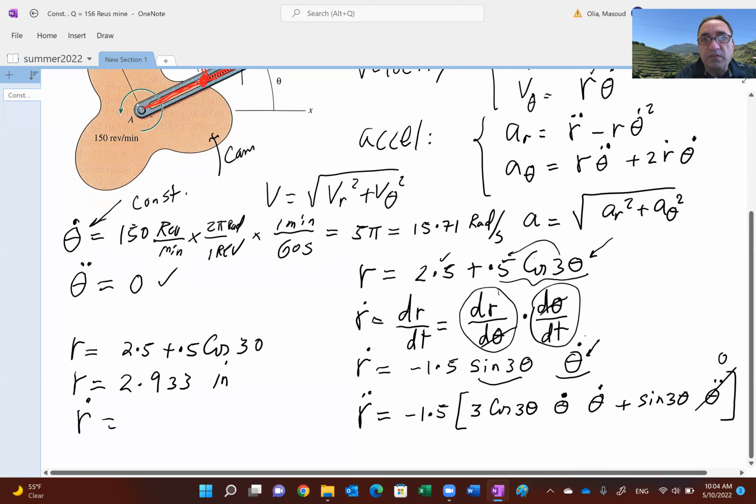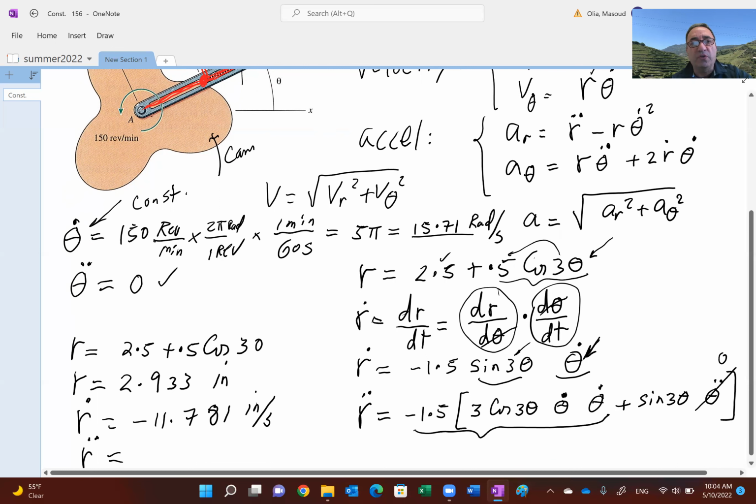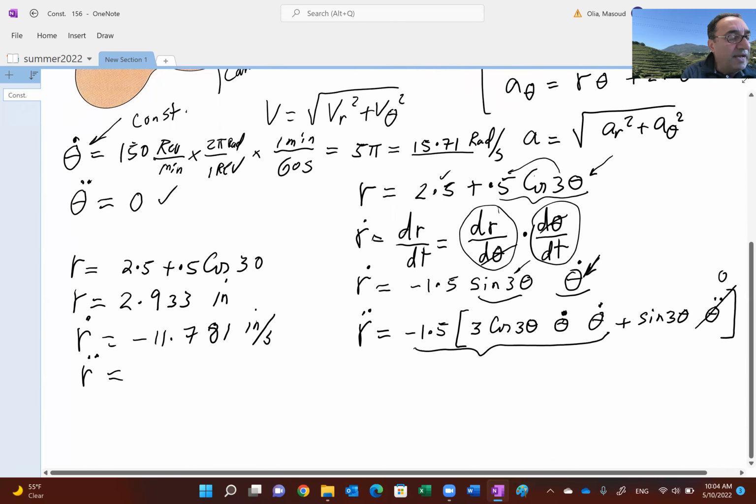Similarly, R dot is just a plug-in. So theta dot is this 15.71, and then just put the sine 30 here, which is theta equal 10, so it becomes sine 30. So R dot comes out to be minus 11.781. Remember, its unit should be inches per second. And similarly, R double dot, which is this expression here, basically. Remember, the second term is 0 because theta double dot is 0. Happens to be minus 961.574. The unit should be inches per second squared.